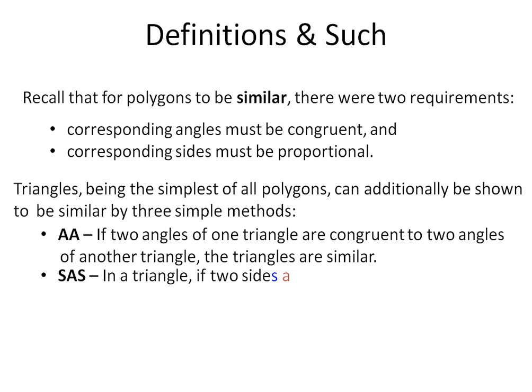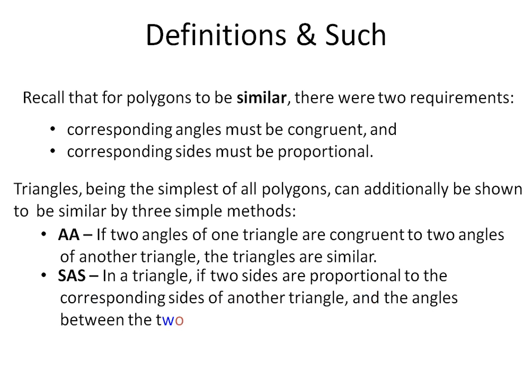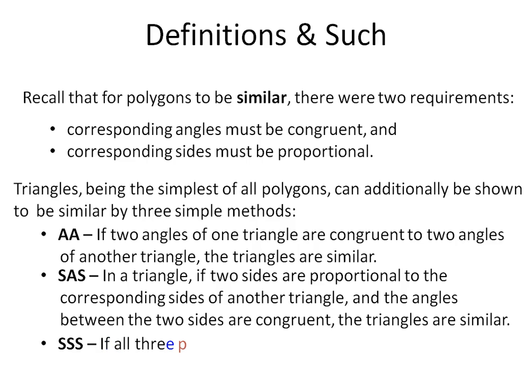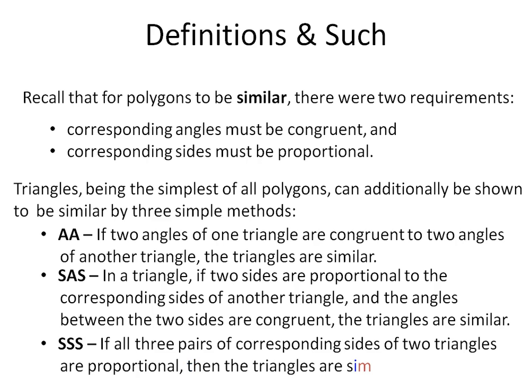Okay, the next method is SAS, which is side-angle-side. It simply means that in a triangle, if you have two sides that are proportional to the corresponding sides of another triangle and the angles between the two sides are congruent, the triangles are similar. And then lastly we have side-side-side, which simply says if all three pairs of corresponding sides of two triangles are proportional, then the triangles are similar.